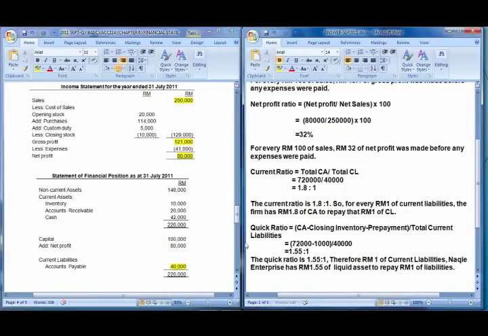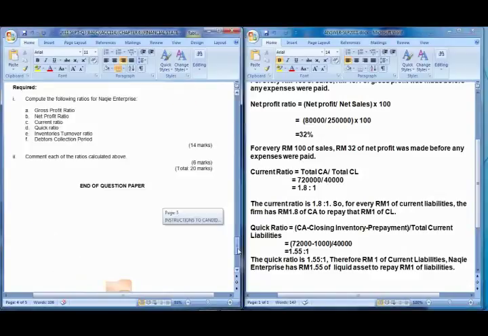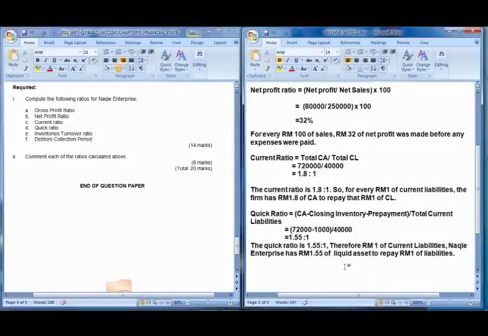Okay, class. Then we will proceed with next question, that is how to find inventory turnover ratio. Okay, Saida, can you give me the formula for inventory turnover ratio? The formula for the inventory turnover ratio is COGS, which stands for cost of goods sold, divided by 1/2 times opening inventory plus closing inventory.